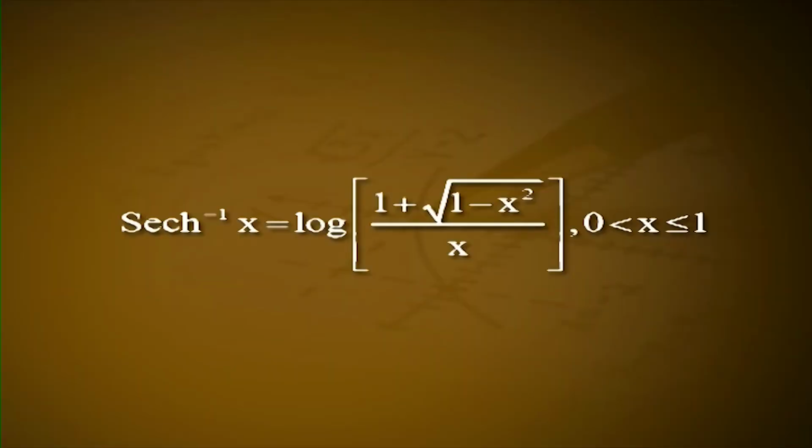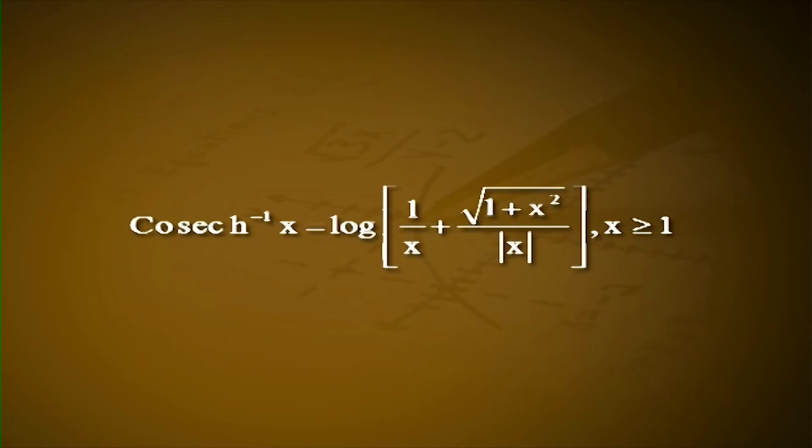Similarly, we can find the other inverse hyperbolic functions in terms of logarithm function as follows. Sec h inverse x is equal to log of 1 plus root of 1 minus x square all divided by x, 0 less than x less than or equal to 1. Cosec h inverse x is equal to log of 1 by x plus root of 1 plus x square divided by modulus of x, x greater than or equal to 1.